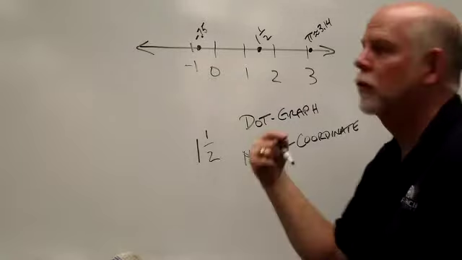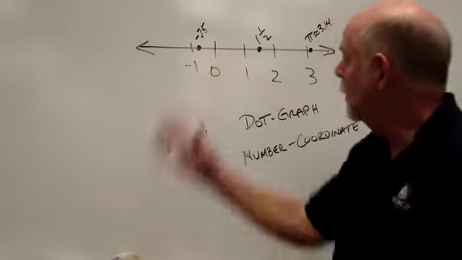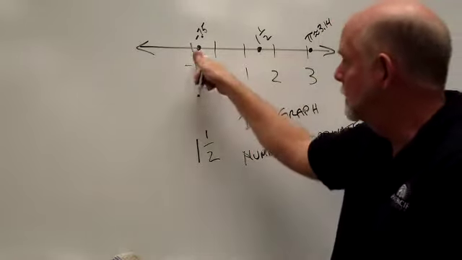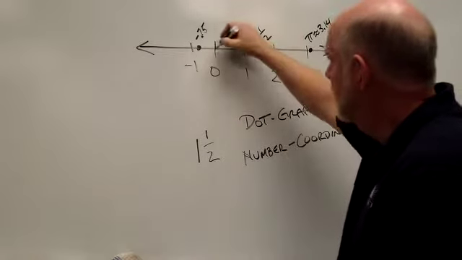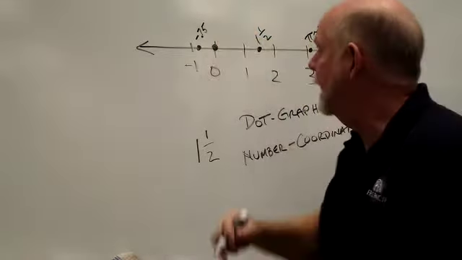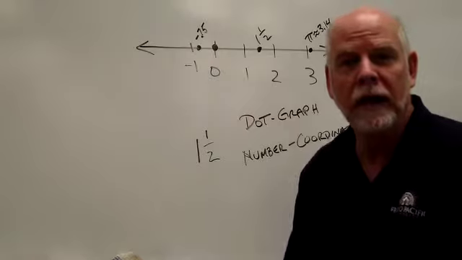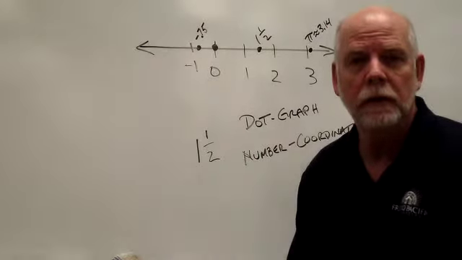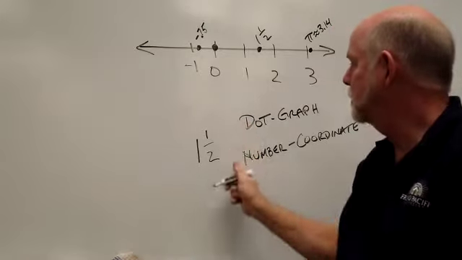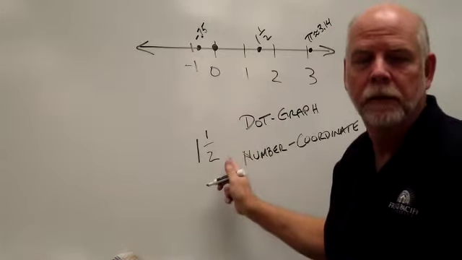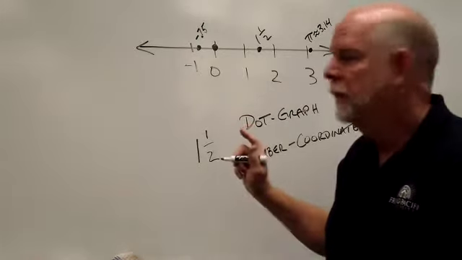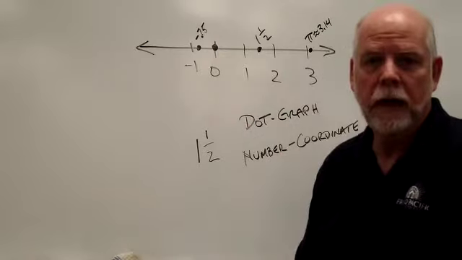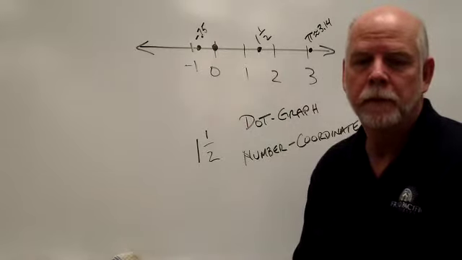So it may ask you to graph -3, or it may have a number line here with a dot somewhere on it. Say maybe there's a dot right there, and it'll ask you what is the coordinate that matches that dot. And so you would say 0 for that case. So you need to know those two terms and how they differ from each other. The graph and the coordinate, how those are different.